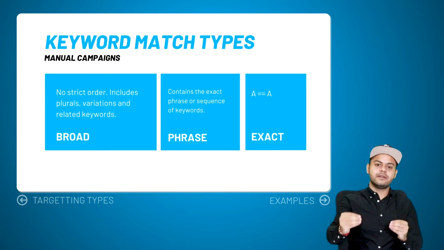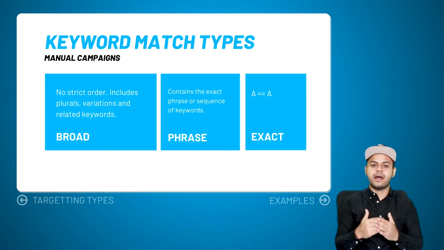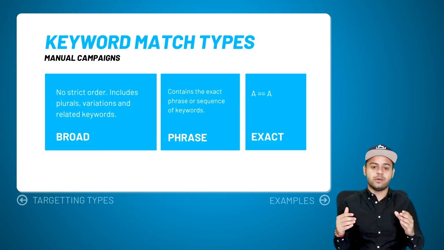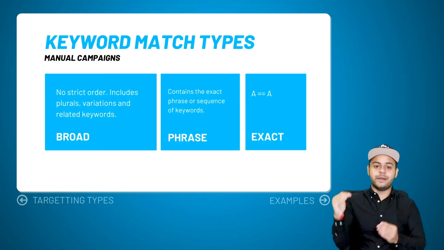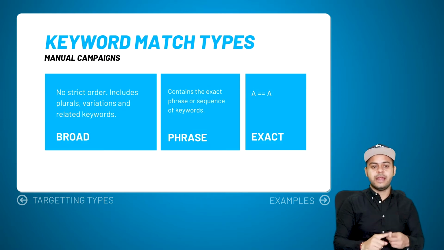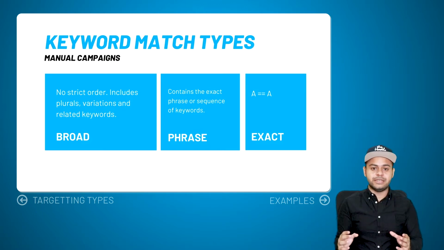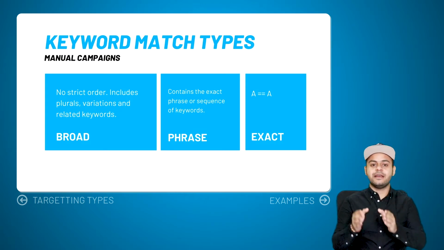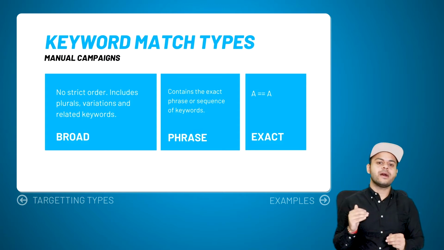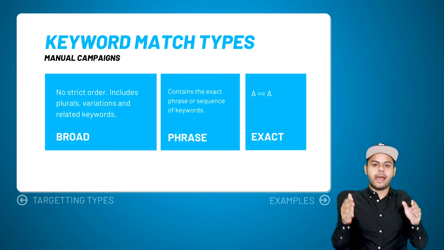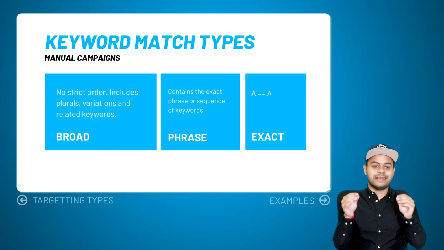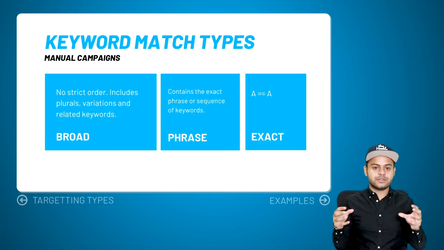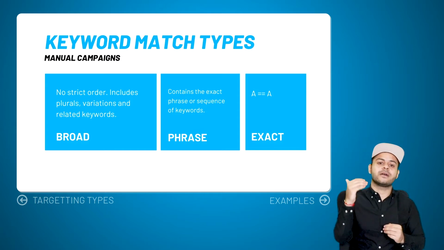Broad match, as the name suggests, means that Amazon will target every possible keyword which relates to the keyword that you're trying to bid for, which means it will target plurals, synonyms, and related keywords in that category and in that niche. The second kind of keyword match type is the phrase match type. A phrase is basically a sequence of words. So when you are advertising for a particular phrase, Amazon is going to show your ads to the people who are searching for those search terms exactly, or if that sequence of words that you're bidding for is a part of the customer's search term.